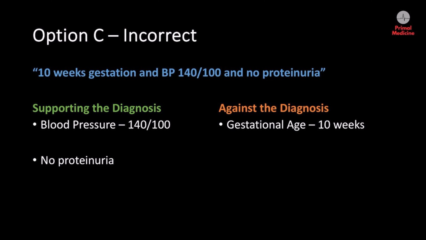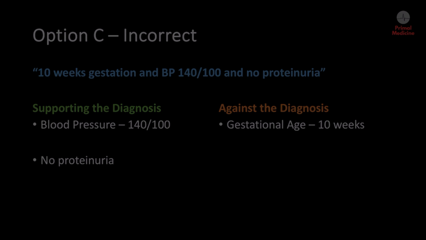Moving on to option C, which was 10 weeks gestation, blood pressure 140/100 and no protein in the urine. Again, this was incorrect because whilst we have hypertension and no protein in the urine, the gestational age is less than 20 weeks. So like option A, this is more indicative of pre-existing hypertension.